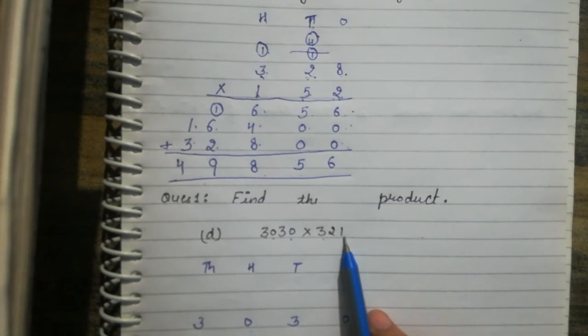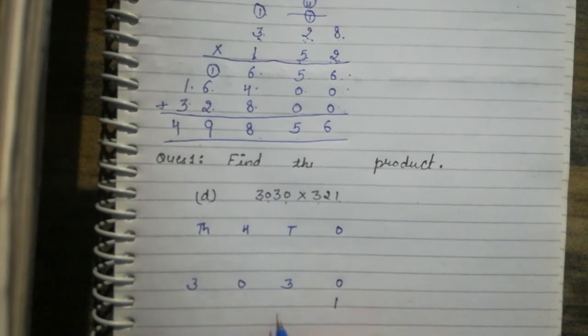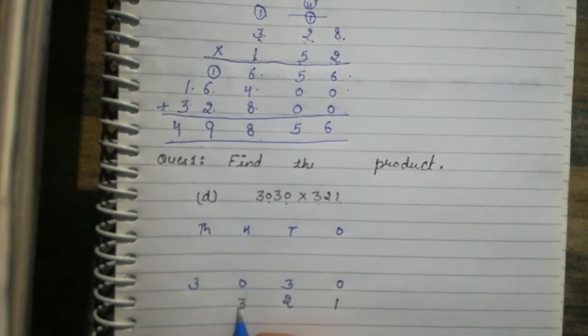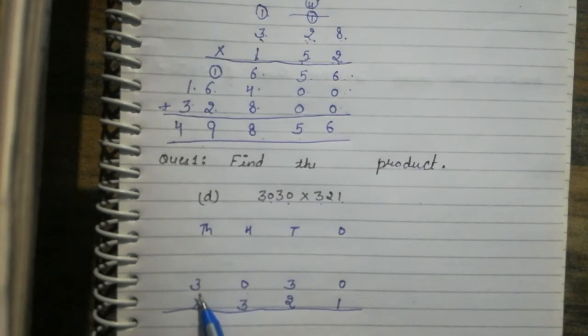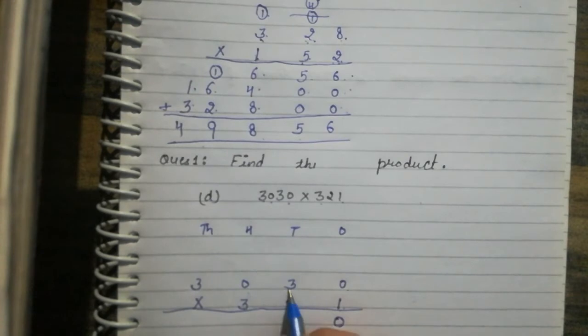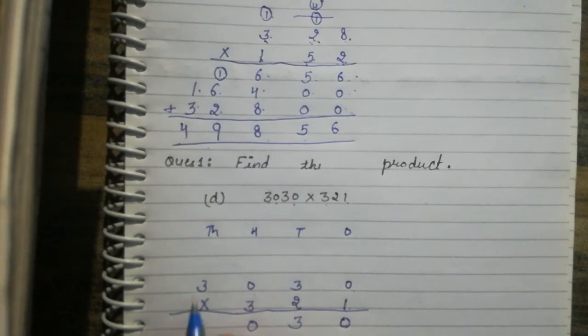The multiplier is 321. So start writing the multiplier. In the multiplier, 1 one, 2 tens and 3 hundreds. Apply the sign of multiplication and now start our multiplication. First of all we will multiply 3030 by 1. So start multiplication. 1 0 is 0. 1 3 is 3. 1 0 is 0. 1 3 is 3. Next, we have to multiply 3030 by 2.